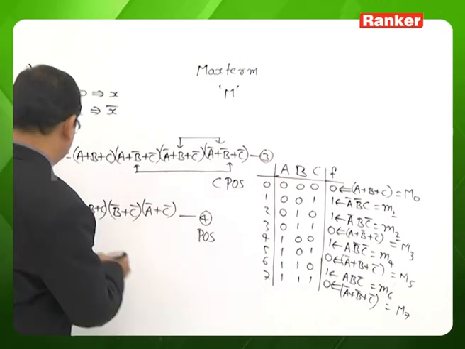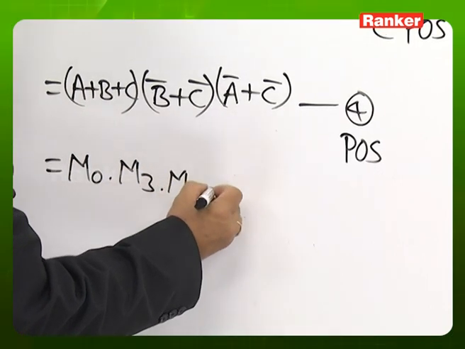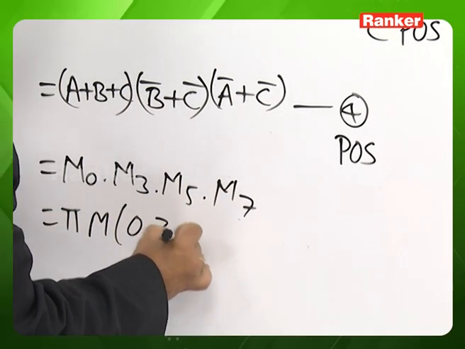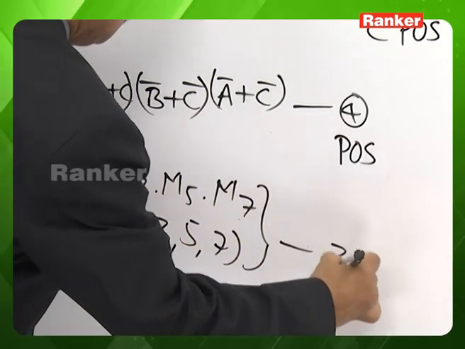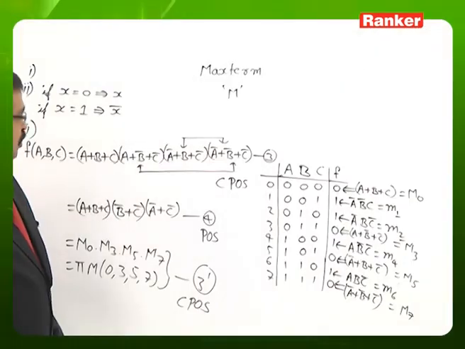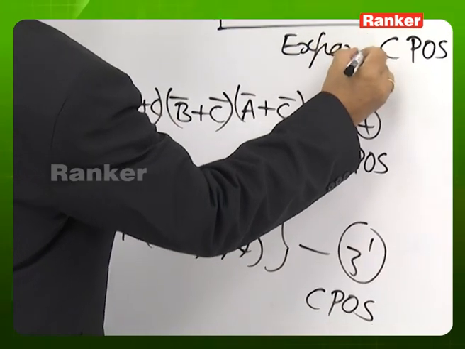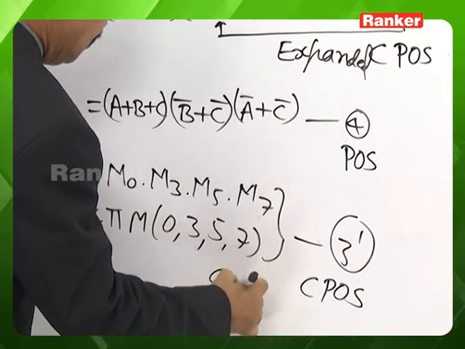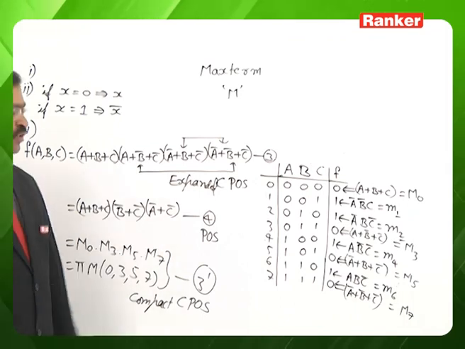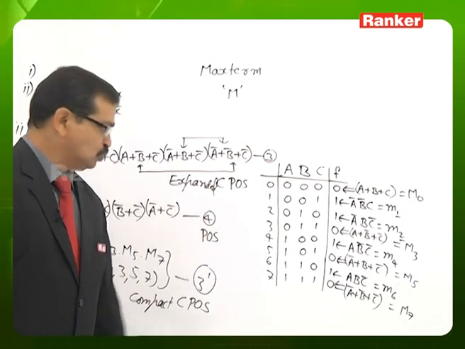Using this terminology, we can read the expression as M0 and M3 and M5 and M7, or alternatively as pi M of 0, 3, 5 and 7. Let us name this equation 3 dash. It is also a canonical POS expression. As in the SOP case, 3 must be named the expanded canonical POS expression, whereas 3 dash we name the compact canonical product of sum expression. So this is the procedure to write the product of sum expression of a function when the function is defined in the truth table.